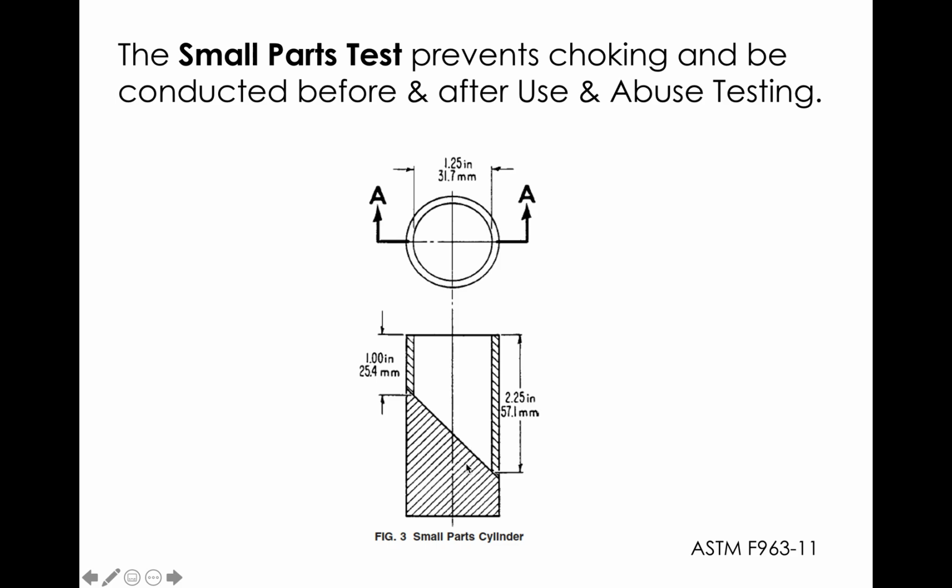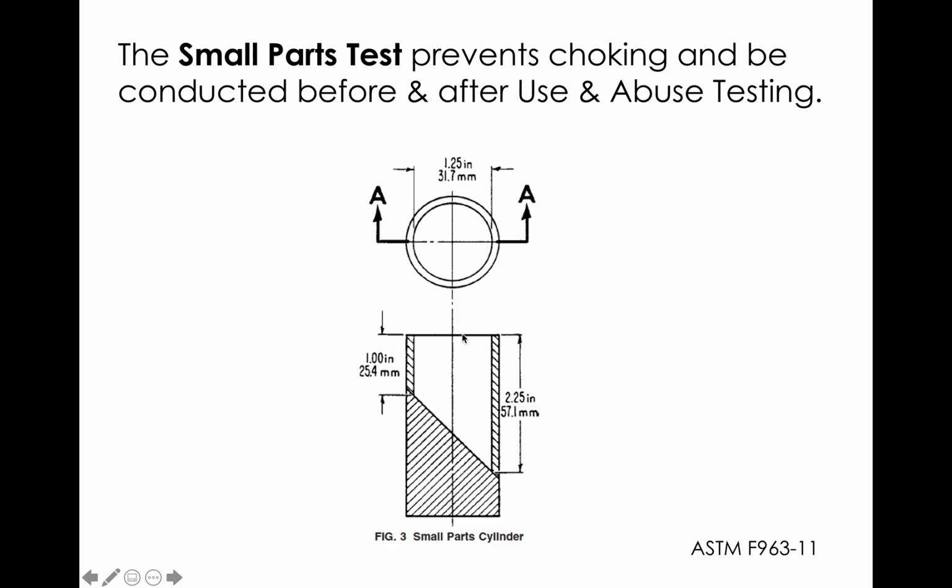So for this test, there's a specific little device called a small part cylinder. We have these in the design studio. They're very cheap. If you don't have a small part cylinder, you can actually use a toilet paper tube, which is a pretty good approximation of the size of a child's esophagus. So this is meant to simulate the size and depth of a kid's esophagus: 1.25 inches inner diameter, and a depth that goes from 1 inch to 2.5 inches.